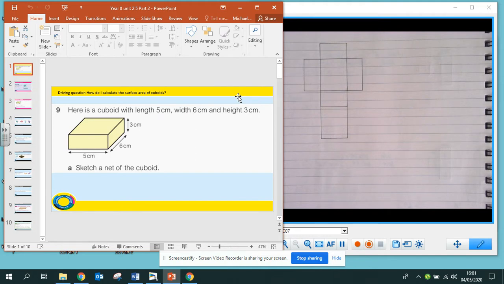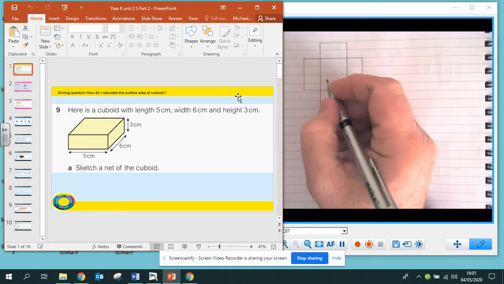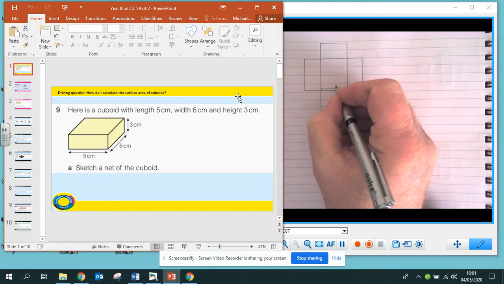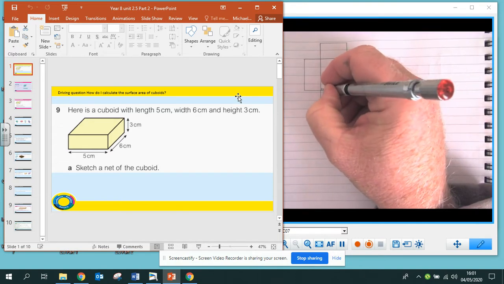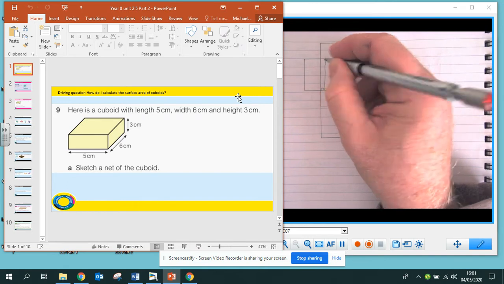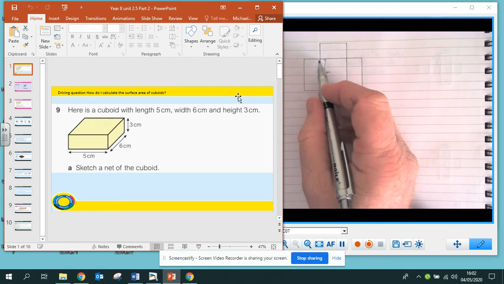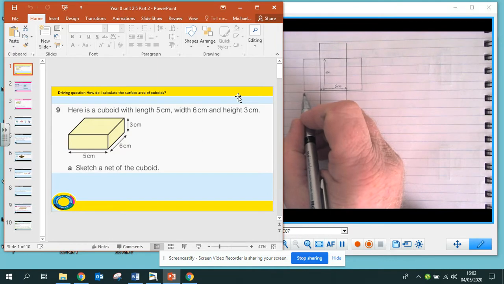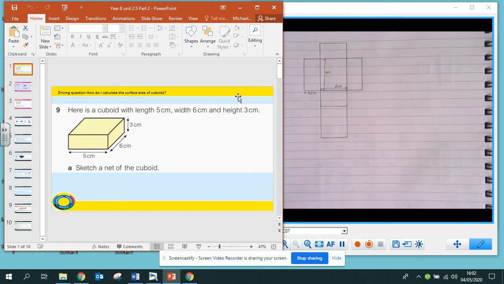So the first thing that I know is my plan elevation, my look down on it. So the top surface is going to be 5 centimeters by 6 centimeters. I know that both of these are also 6 centimeters, but I need to mark how high they are, and that is going to be 3 centimeters.